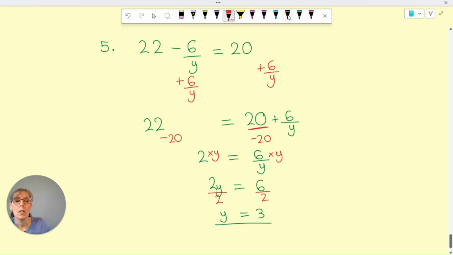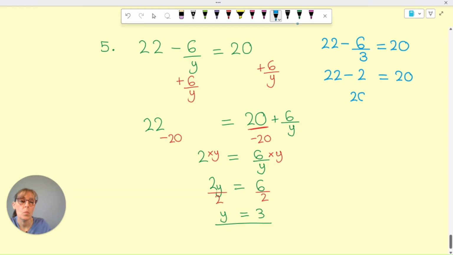Let's rewrite it over here. I'll choose a different colour. Have I got that right? Yeah. 22 take away 6 divided by 3 equals 20. 22 take away how many 3s in 6? 2 equals 20. 22 take away 2 is 20. Does 20 equal 20? Yes, it does.